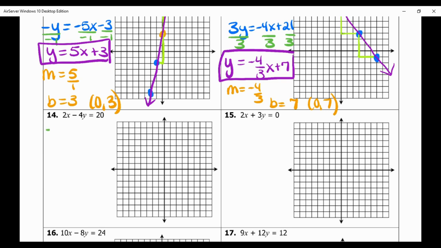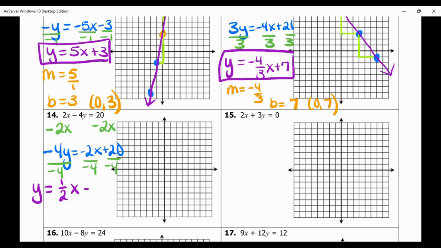Number 14, solve for y first. Positive 2x, so we're going to subtract it from both sides. We're multiplying y times negative 4, so we're going to divide each term by negative 4. And then simplify so we can write it in slope-intercept form. 2 over 4 is 1/2. 20 divided by negative 4 is negative 5. So we're going to have a positive 1/2 slope, so an increasing line. And we're going to start at the y-intercept of negative 5.